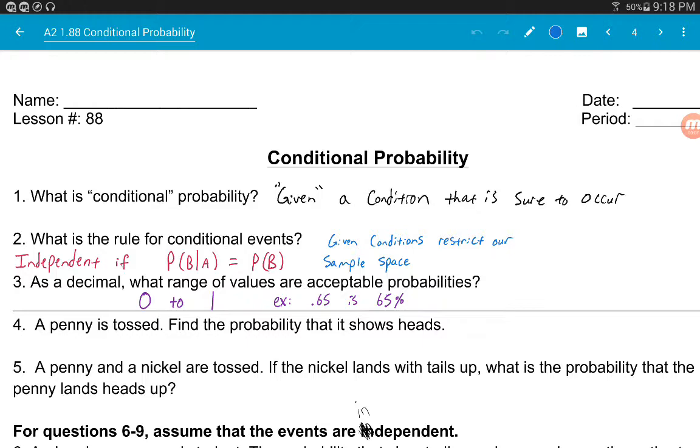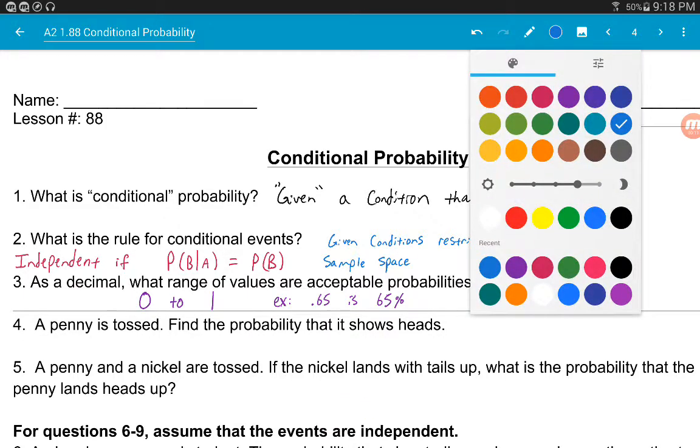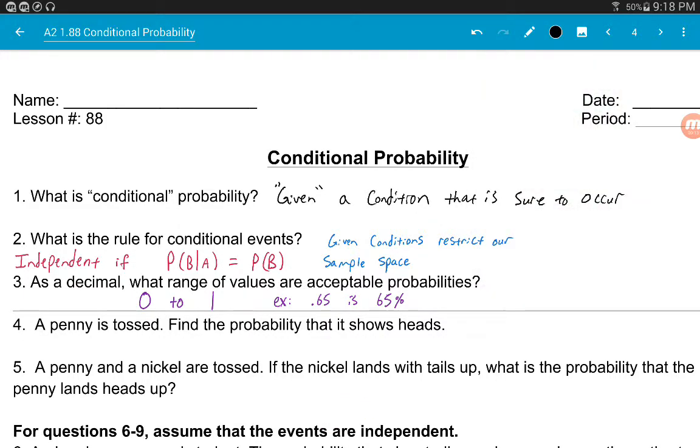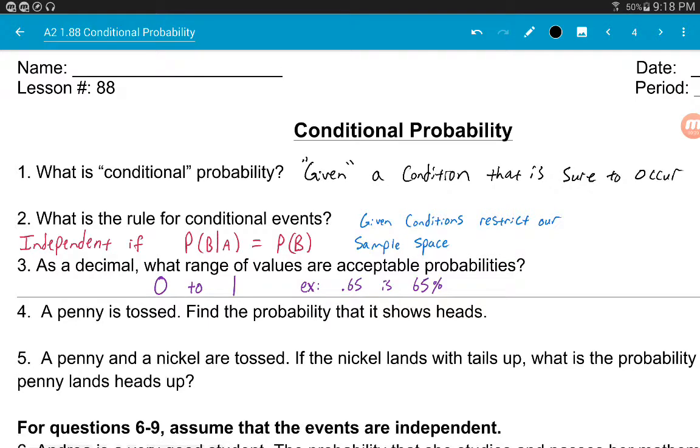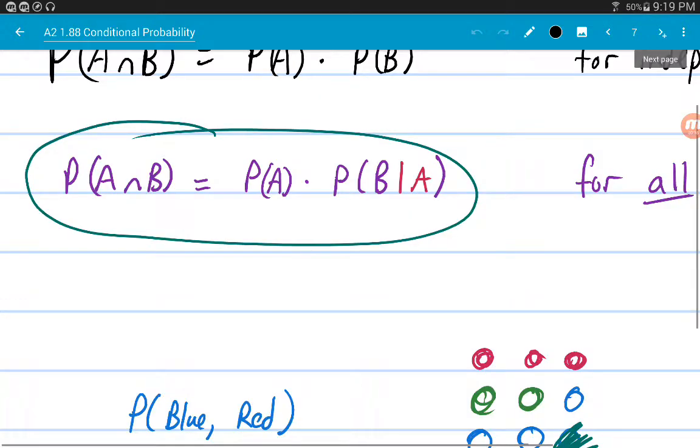Okay, here's going to be a quick summary of lesson 88, which is about conditional probability. A conditional probability is given a condition that is sure to occur. So given is the key word. We talk about givens all the time. A given is something that's guaranteed to have happened. For instance, if I want to flip two coins and I want to know what the probability of them both landing on heads is, right?